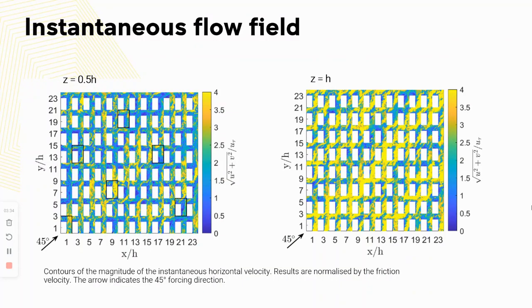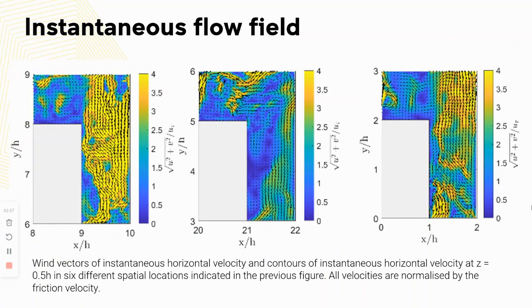Here are just 2 snapshots, 2 images, one at half of the building height, and this one at the top of the building height. You can see it is completely different with height as well. If you look at the black arrows here, I'm going to move those locations to the next slide so we can see better. Here is the wind vector, and underneath is the magnitude of the velocity. So you can see where it's going and where it's passing.